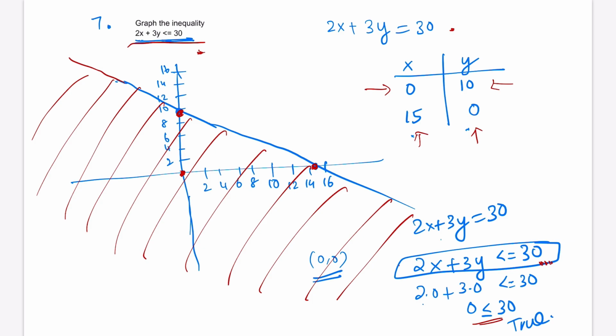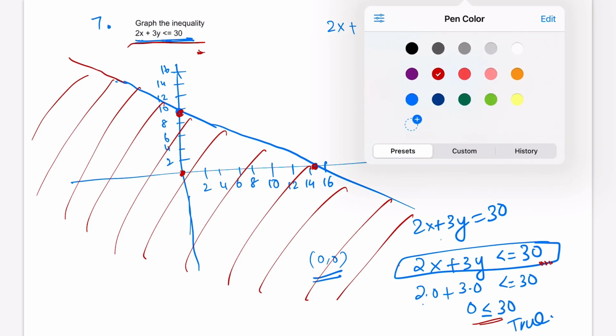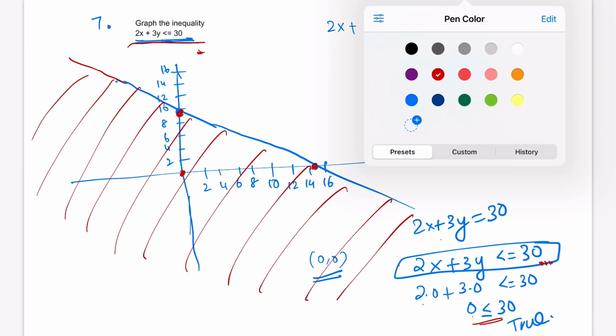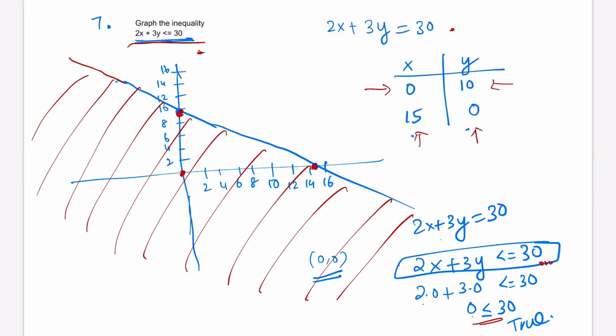If it was not true, the graph would have been different. Let us say I got 40 is less than or equal to 30. That is false. So in that case, I would shade the other region. But that's not the case here. So the red region is the right answer for this problem. All right. So let's move on to the next question, folks.